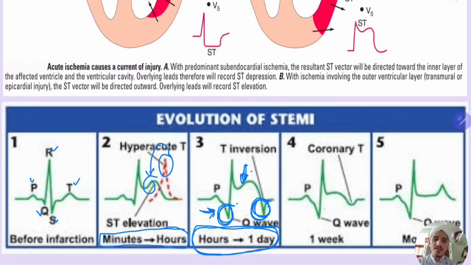Now there is a development of Q wave. See, there is a development of pathological Q wave now. So that means the time from infarction is 1 week now.